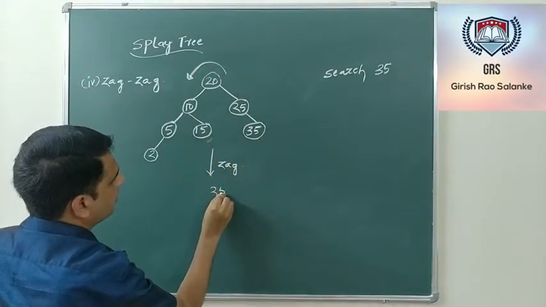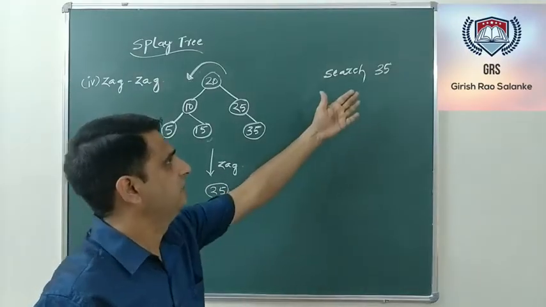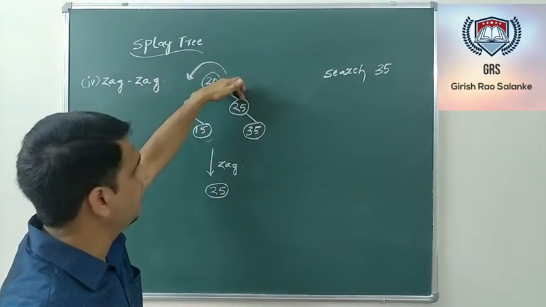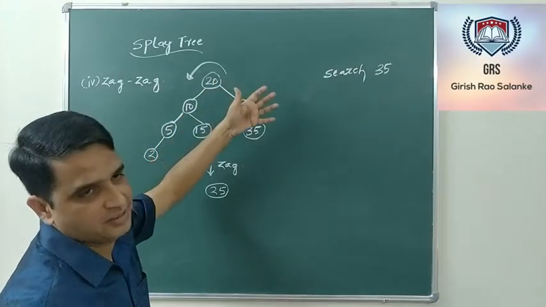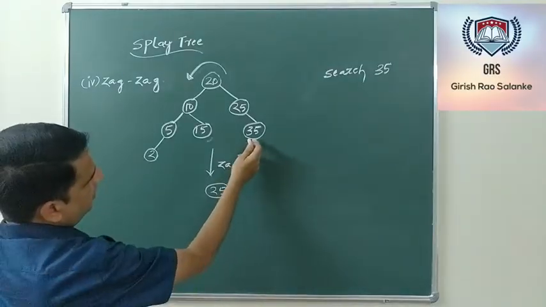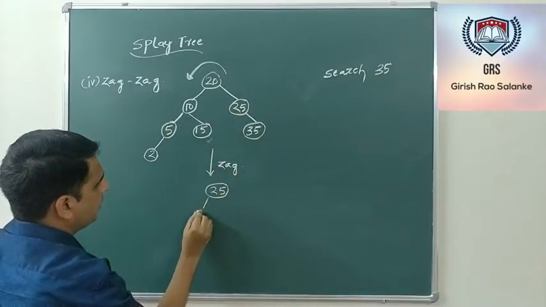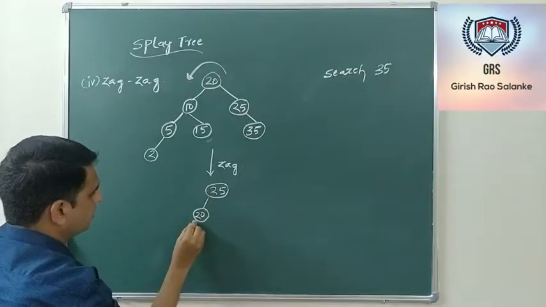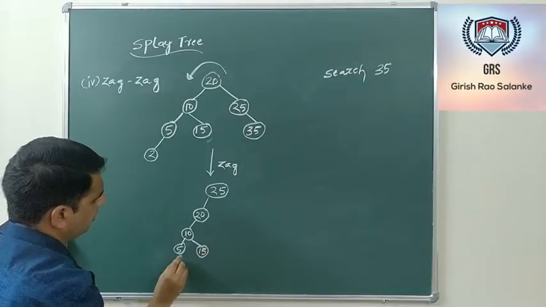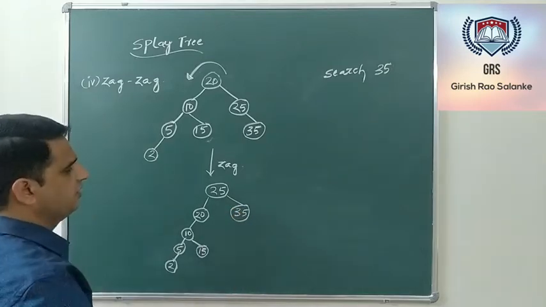So first is the normal search operation. The search element is 35. I compare 35 with 20, greater; compare 35 with 25, greater; compare 35 with 35, it matches. So the recently accessed is 35, and I need to make this the root node. So first zag operation: 25 becomes the parent, 20 will be the left child, and all other things remain as they are. 10, 5, 15, 2, and this will be 35. So this is the first zag operation.